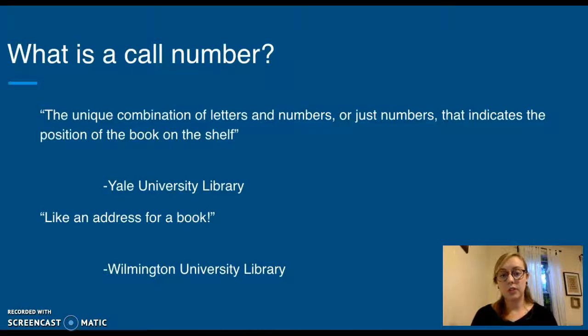Most classification systems use call numbers. But what is a call number? It's the unique combination of letters and numbers, or just numbers, that indicate the position of the book on the shelf. A really good example is that it's like an address for a book.